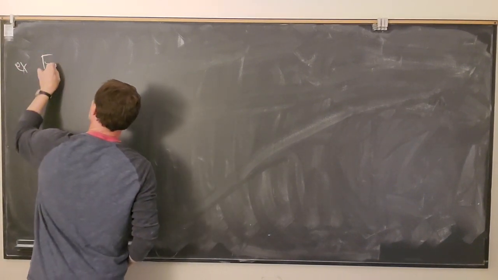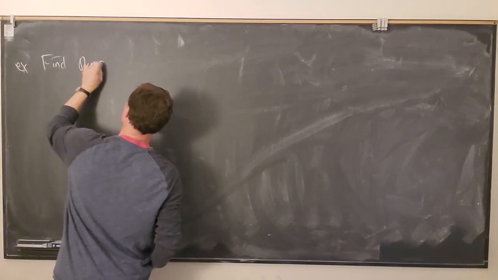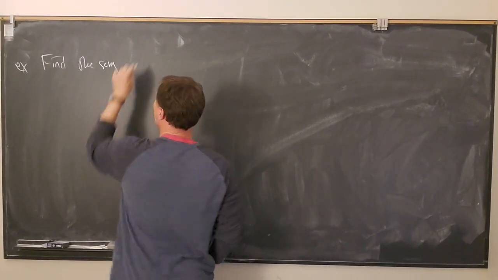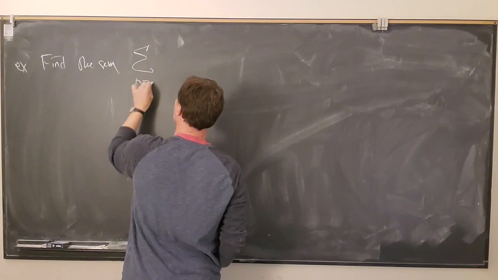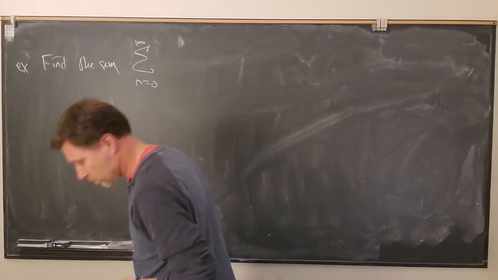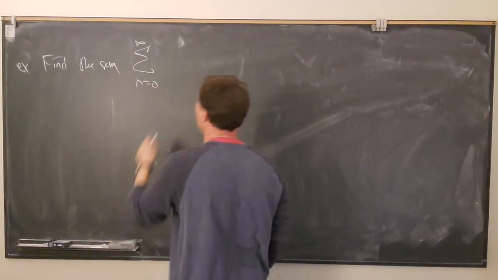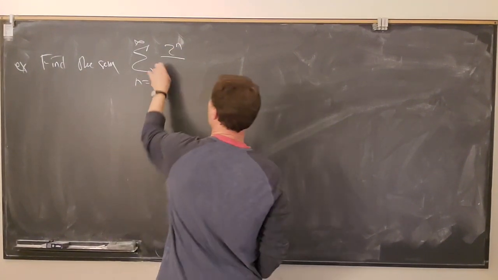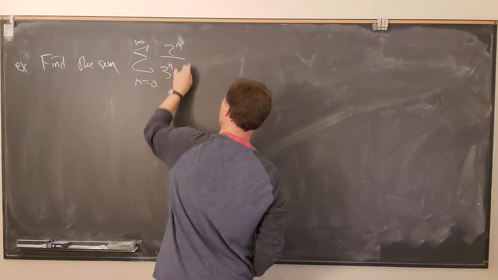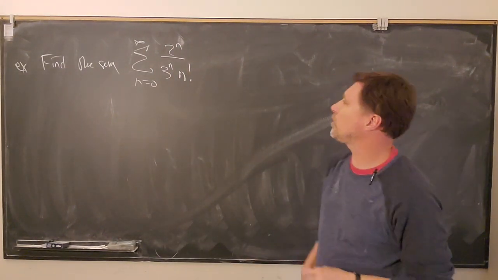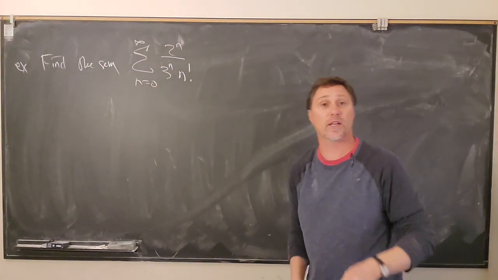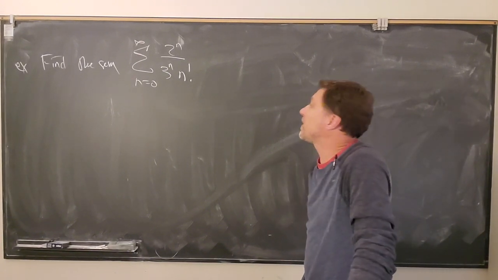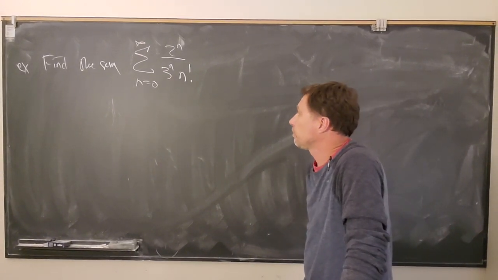Let's find the sum, and it's going to be the sum n equals 0 to infinity, 2 to the n over 3 to the n factorial. You can show using the ratio test that this series converges, but up until this point, we didn't have any way to actually find the exact sum.